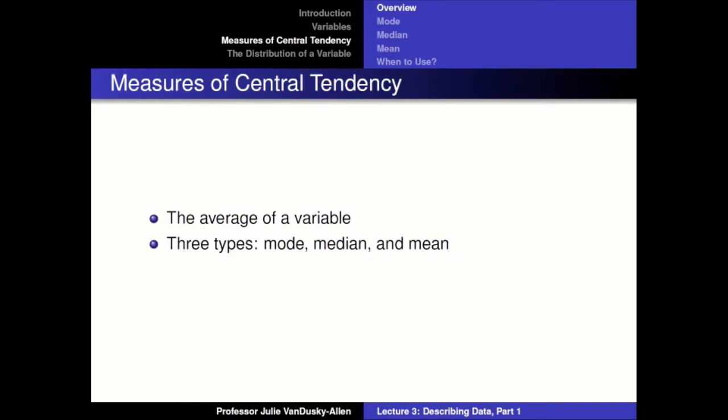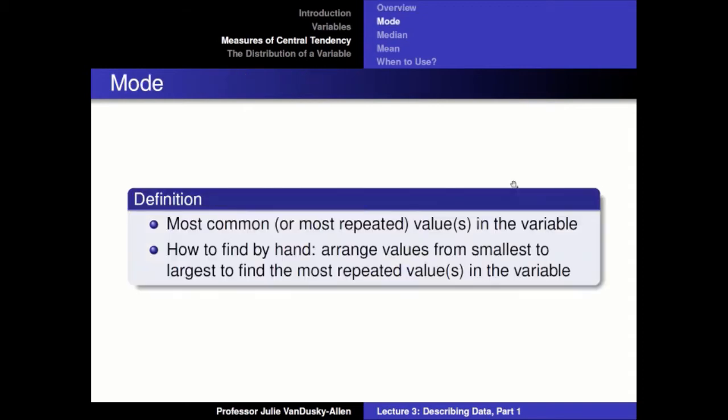Next, I'm going to show you how to use basic statistics to describe data. First, I will discuss measures of central tendency. Central tendency is just another way of saying the average or typical case of a variable. There are 3 measures of central tendency: the mode, median, and mean.